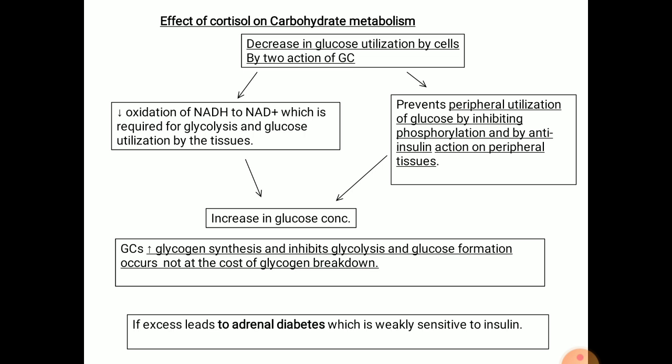Both cause increased blood glucose concentration, and here glucocorticoid also causes increased glycogen synthesis and inhibits glycolysis. The increased blood glucose level occurs mainly due to neoglucogenesis and not at the cost of glycogen breakdown.